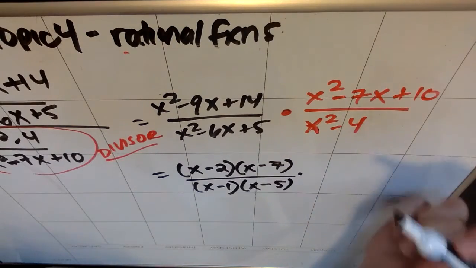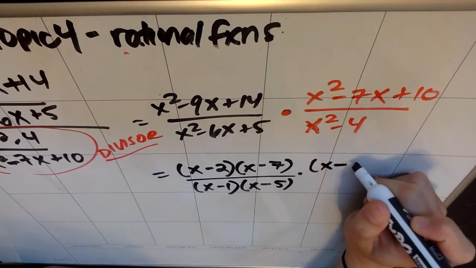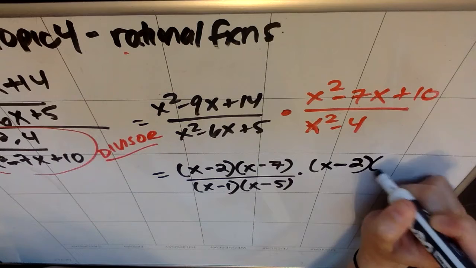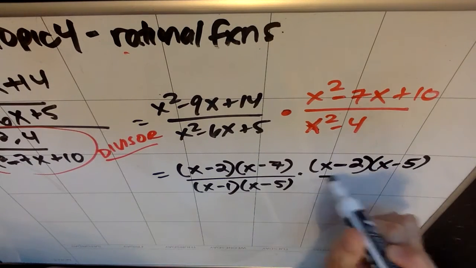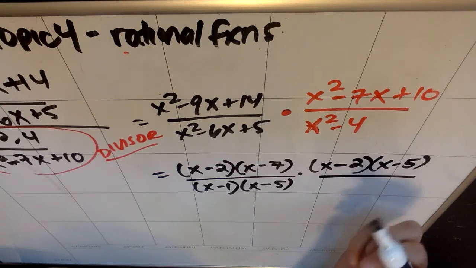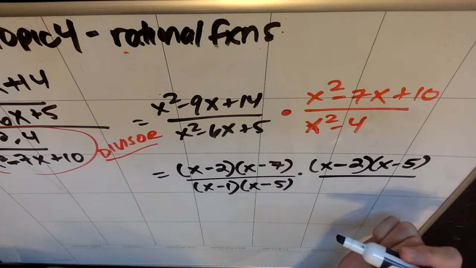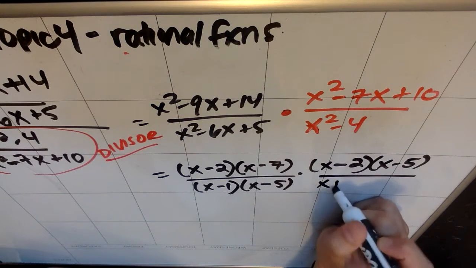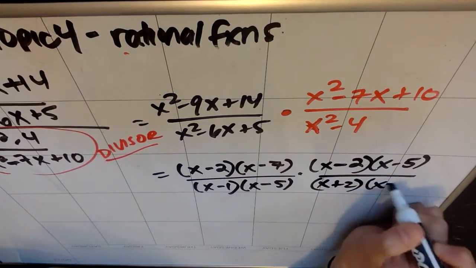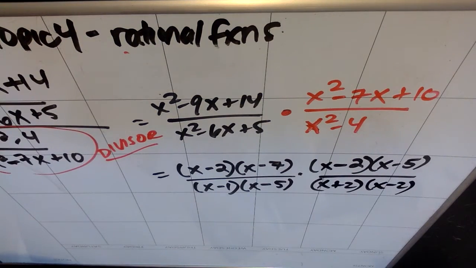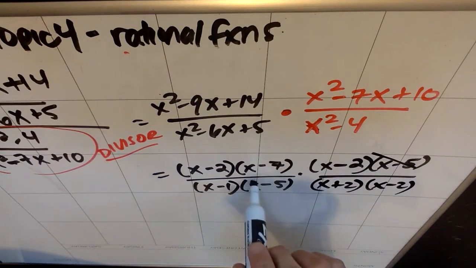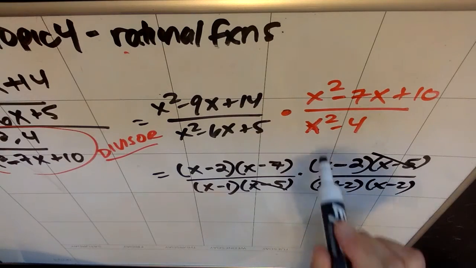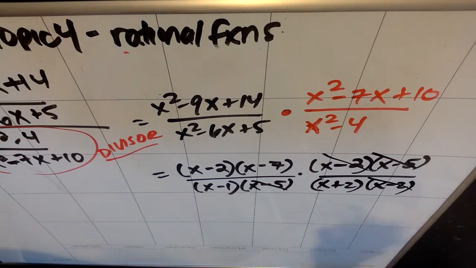When I factor top right, I'm going to get x minus 2, x minus 5. Right? And on the bottom, I'm going to get x plus 2, x minus 2, because that's a difference of squares. So let's see what we can cancel. So I can definitely cancel an x minus 5, and I can definitely cancel one of the x minus 2's, but that's it. The other x minus 2 is stuck because there's only one to cancel it with.